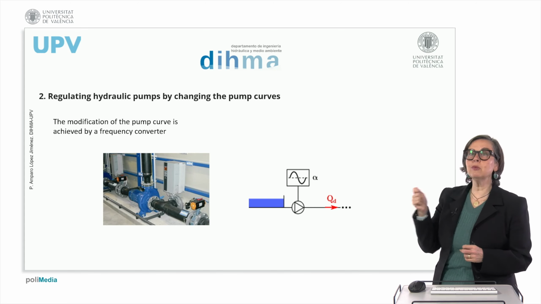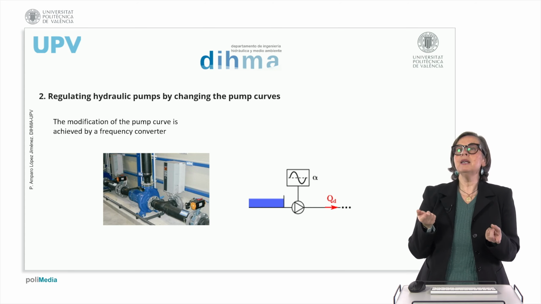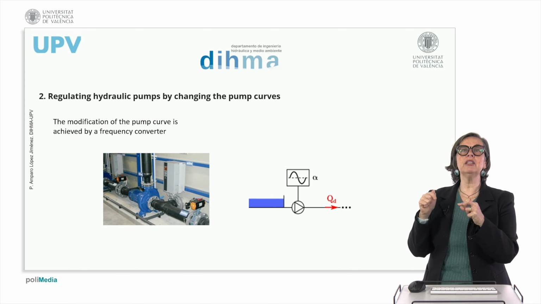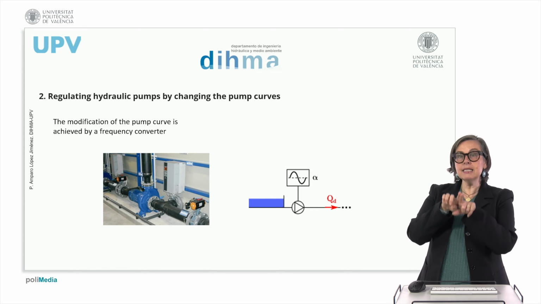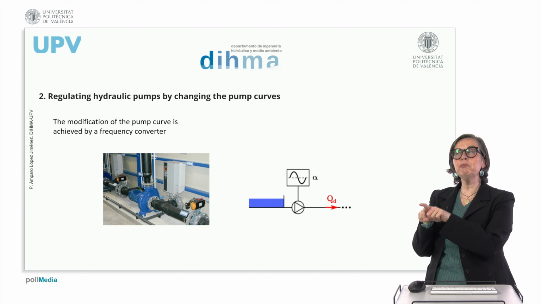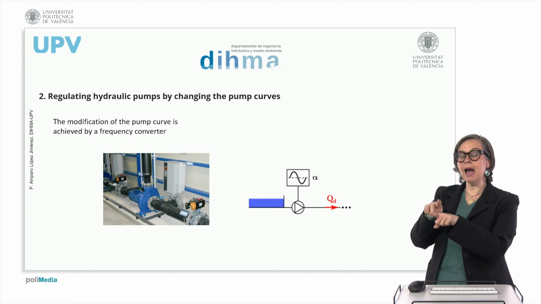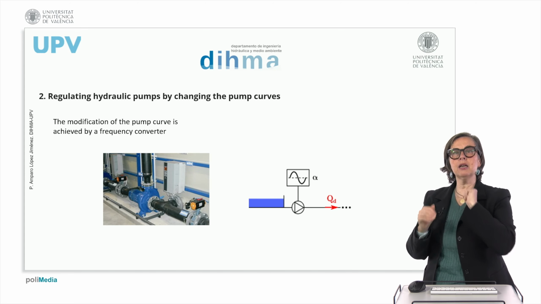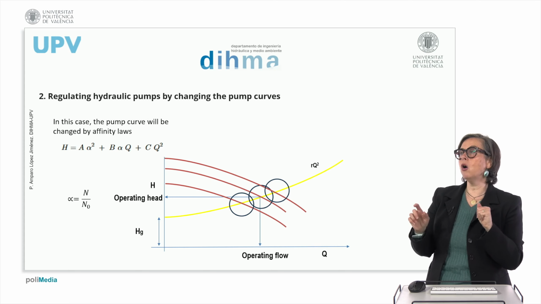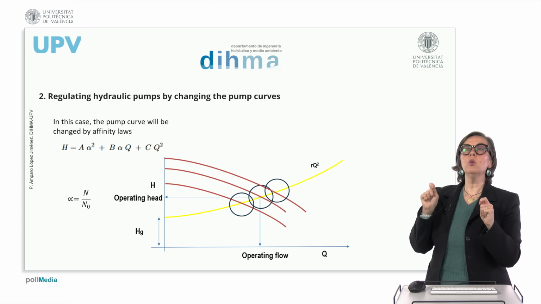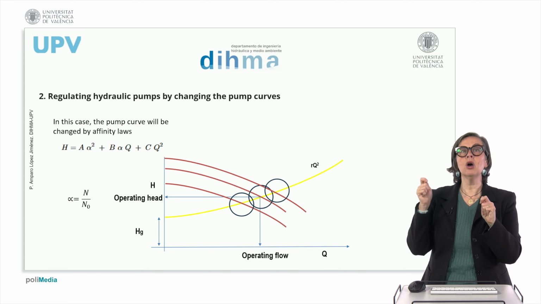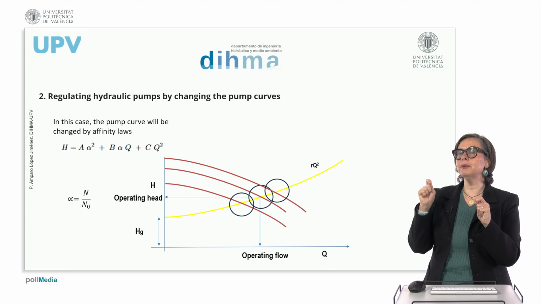We do this by a frequency converter usually. Frequency converters act over the electric engine by changing the frequency of the wave of electricity. And this is transformed into the speed of the pump. When we have this change of the speed of the pump, then we have a change in the characteristic curve of the pump because we have the affinity laws that explain how the curve of the pump changes.